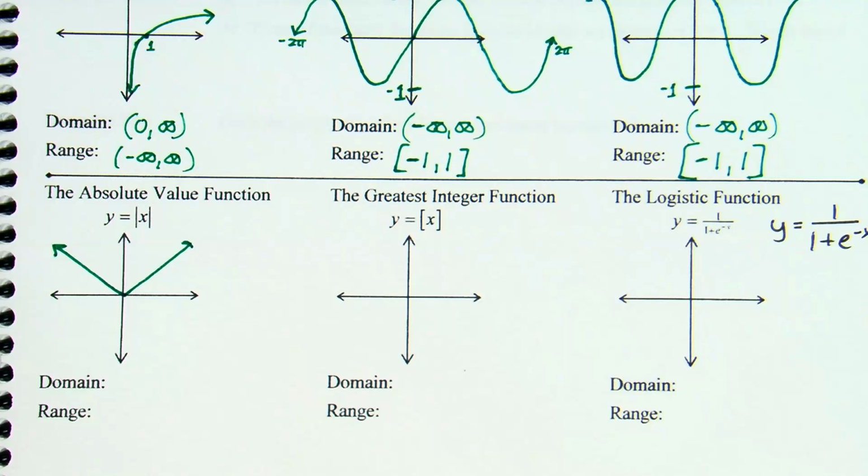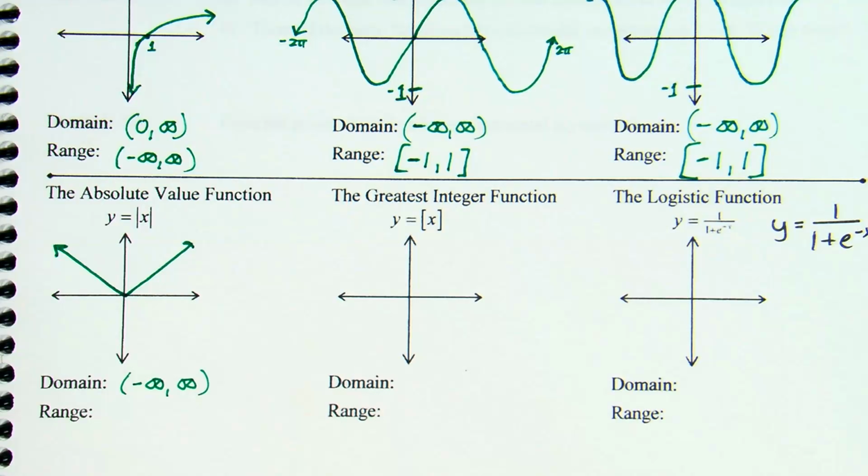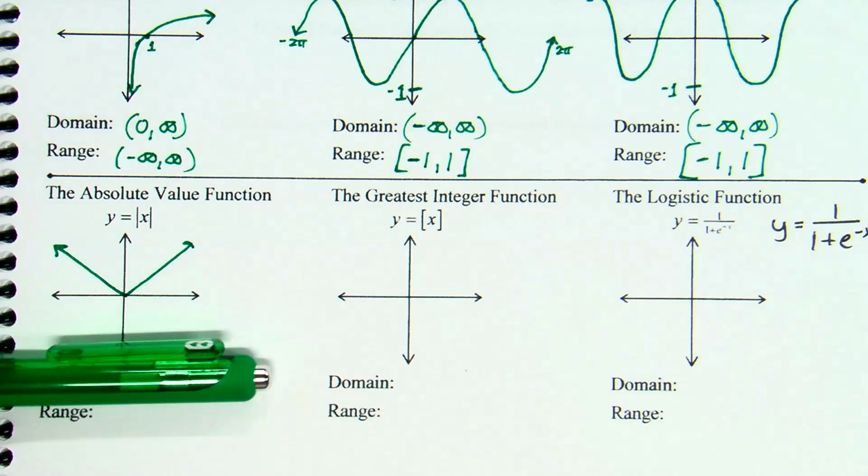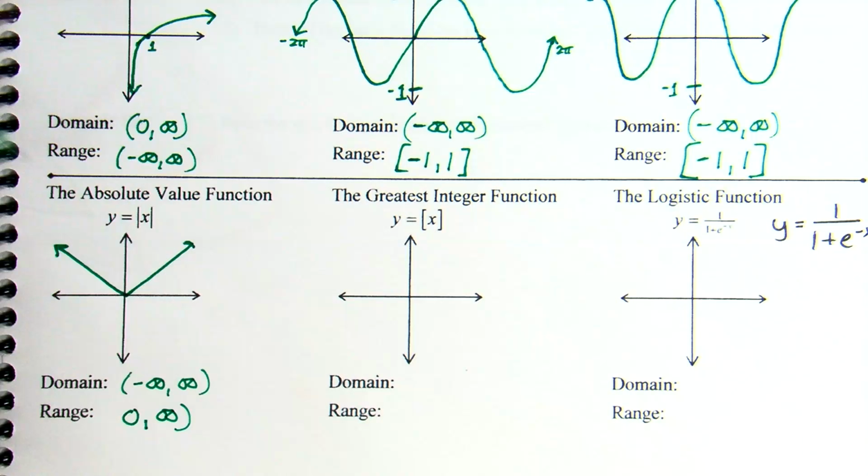Okay. Domain, how far left and right does this graph go? It's infinite, yes. The V is extending infinitely left and right. What about range? How low does it go? The first place we start having y values is 0, because at the vertex, 0, 0. So 0 to infinity. Is 0 included? Yes, so I'm going to use a bracket.